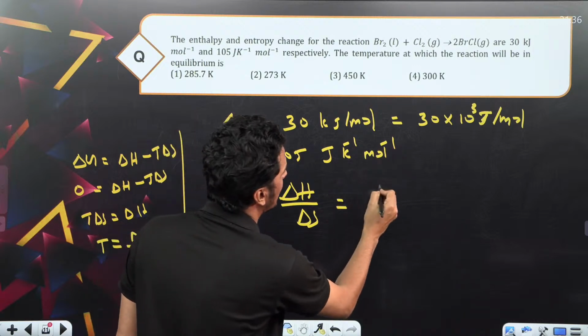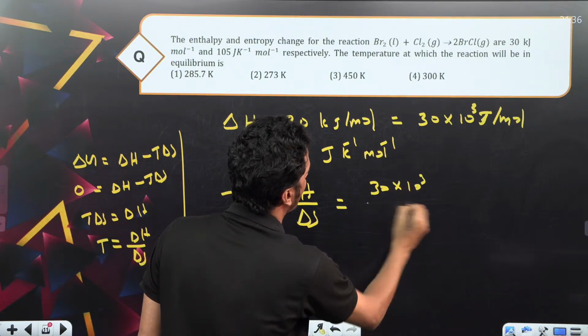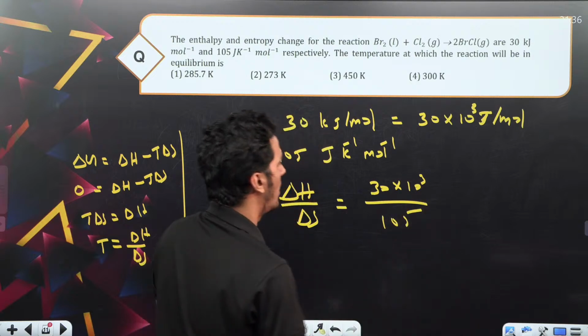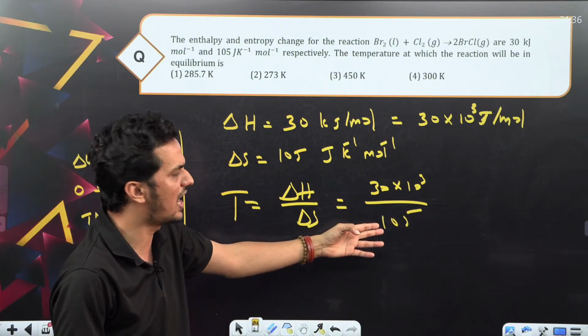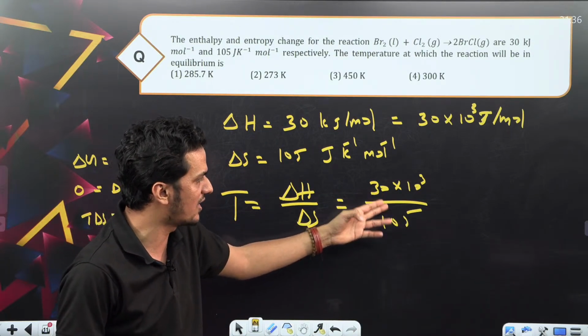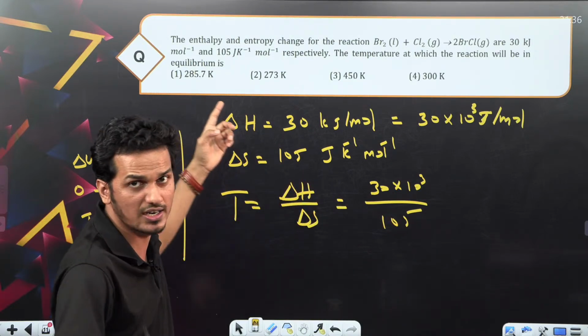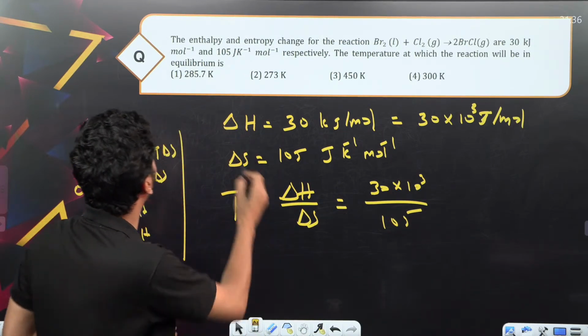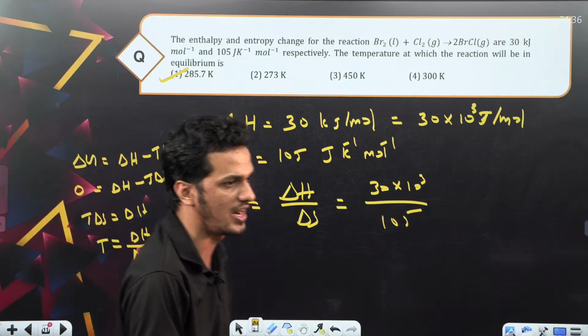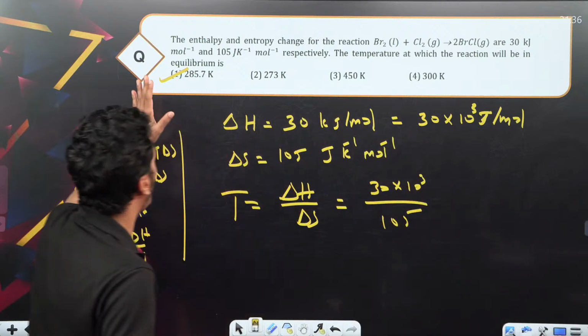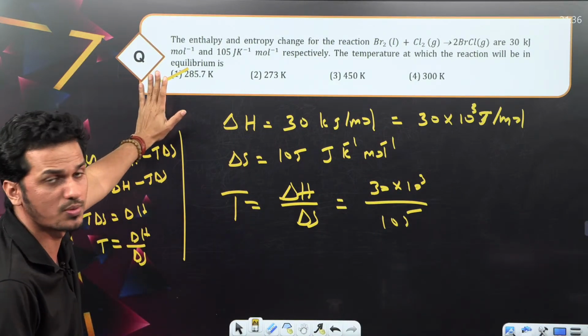What is delta H? 30 into 10 raised to 3, divided by what's the value? 105. 300 divided by 100 means 3 into 10 square, 300. So it will be somewhat nearer to 300. The answer will be 285.7. I hope you get it. Yes or no? Yes, guys. So option 1 is the correct answer.